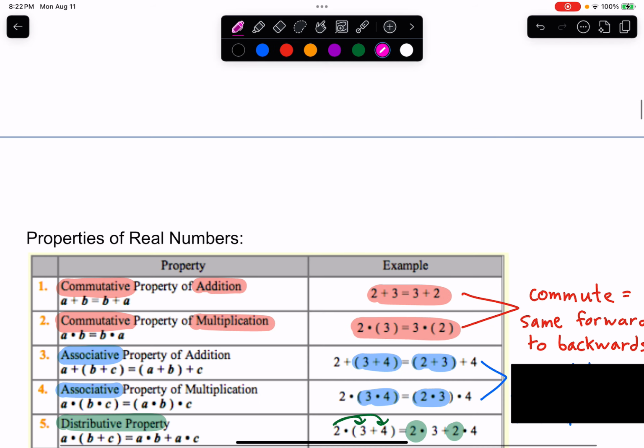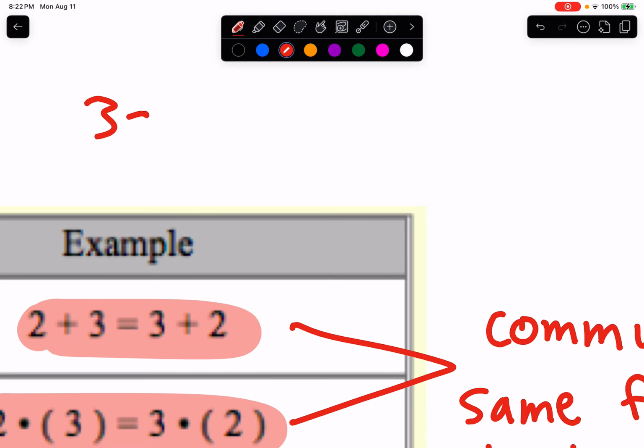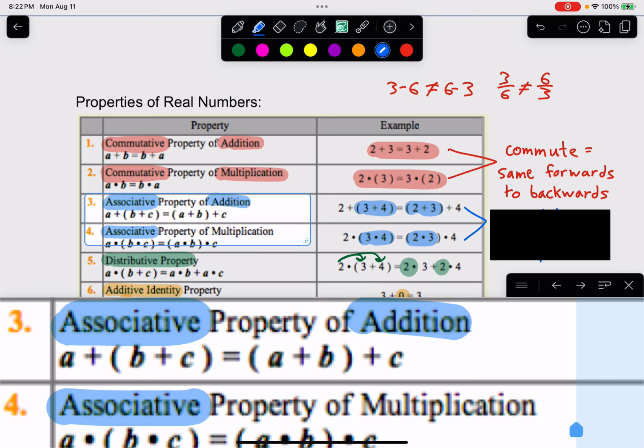However, you cannot commute with dividing and subtracting, right? If I do 3 minus 6, that's not the same as 6 minus 3. Right? If I do 3 divided by 6, that's not the same as 6 divided by 3, right? So you can only commute in adding and multiplying, okay? The next property is called associative. And so, again, this is specifically for adding and multiplying, okay?